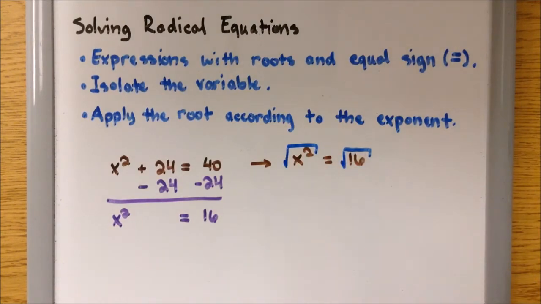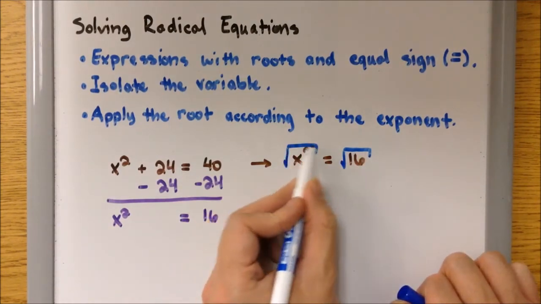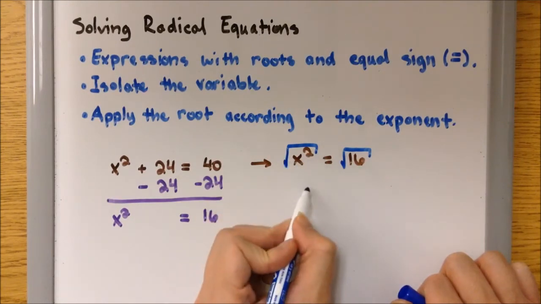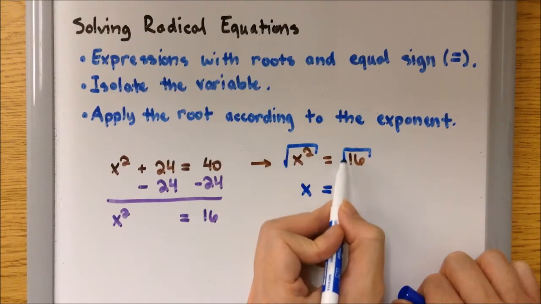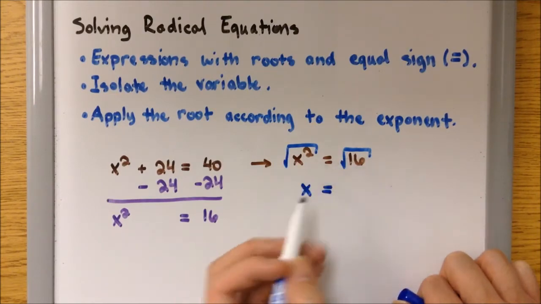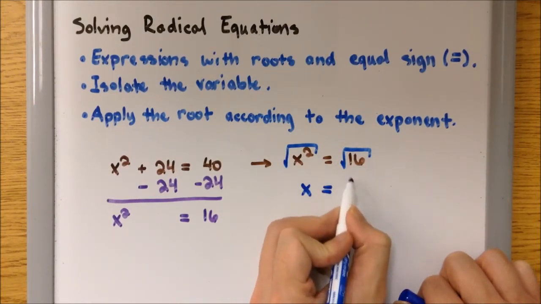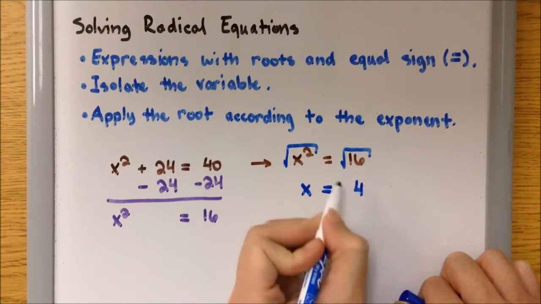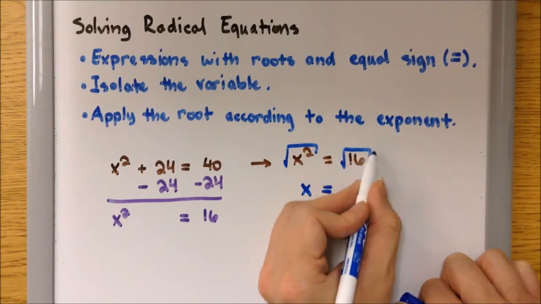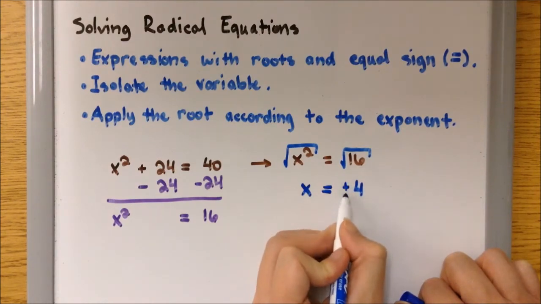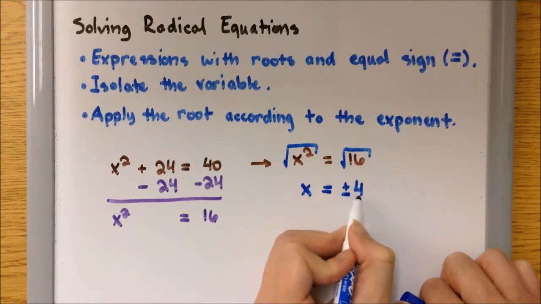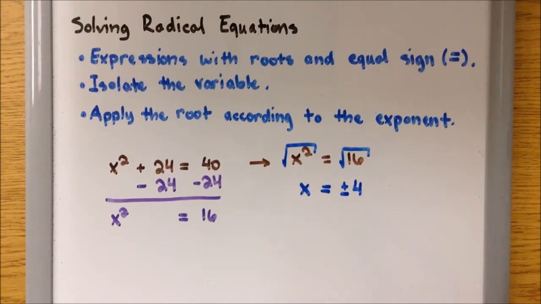So doing so, the square root of x squared is simply x, equals the square root of 16. The square root of 16 is 4. But remember, it's a positive square root. Whenever you do a square root, you have to include plus and minus of the number. So the square root of 16 is positive and negative 4.